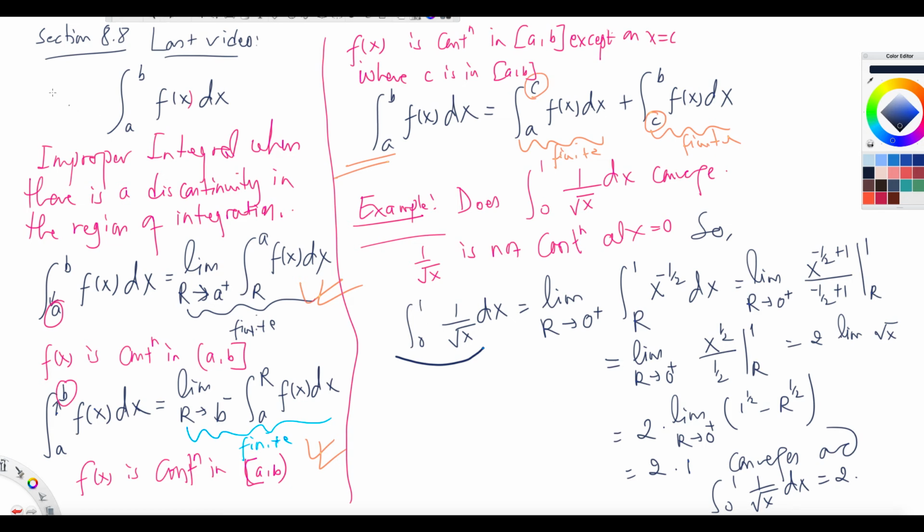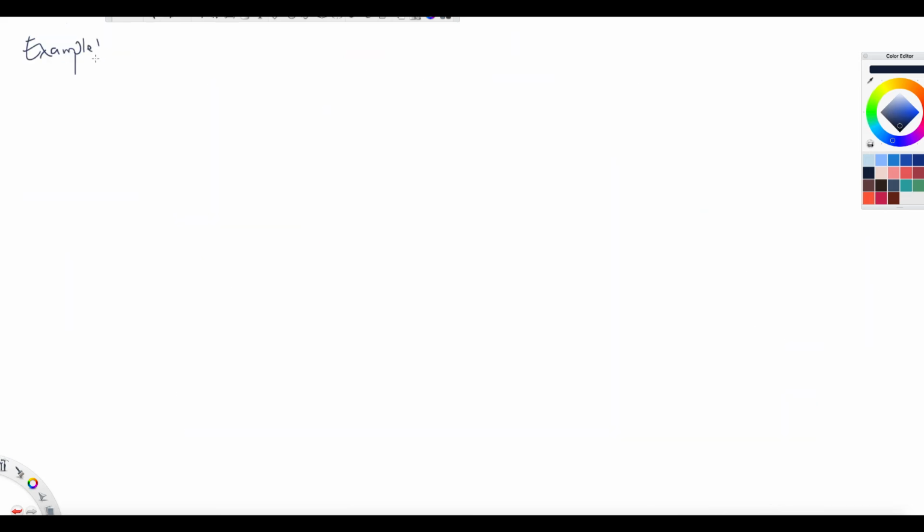So let me take one more example. Does the integral from negative 1 through 1 of 1 over x squared dx converge? That's the question. Okay, now is this an improper integral? That's the first question. There is no infinity, so we rule out the first type of improper condition.